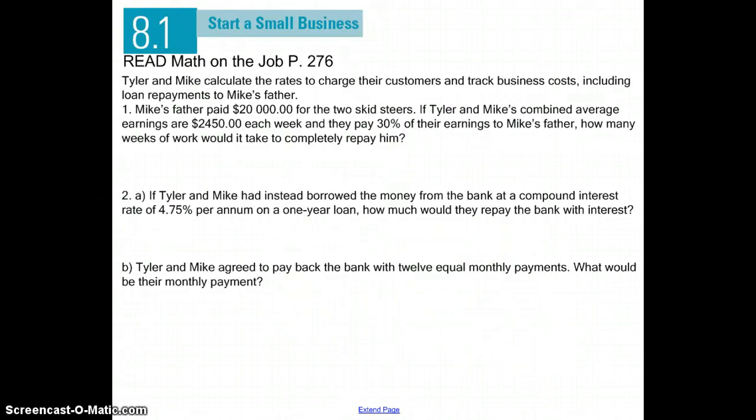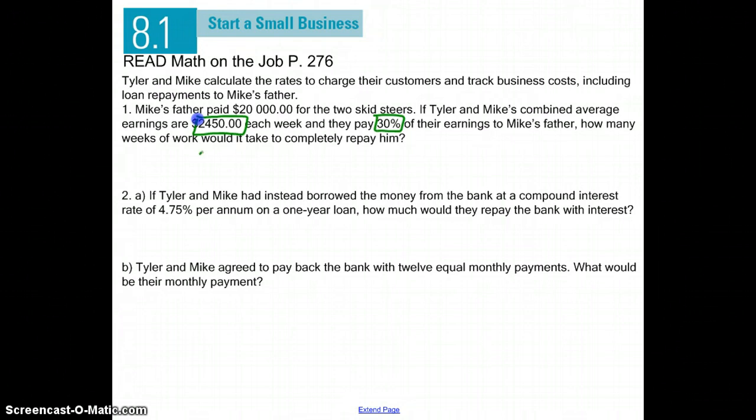So then let's look at question 1. Mike's father paid $20,000 for the 2 skid steers. Mike and Tyler's combined average earnings are $2,450 each week. They pay 30% of their earnings to their father. How many weeks of work would it take to completely repay him?